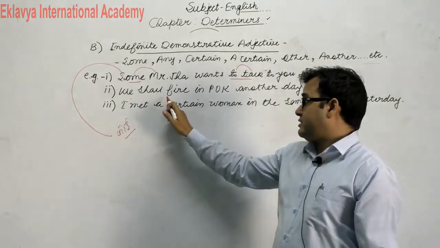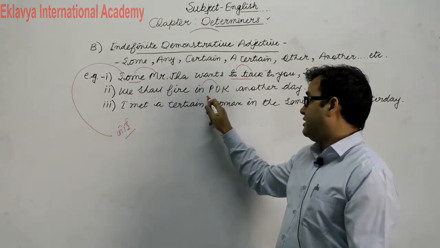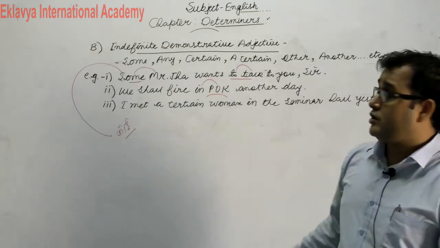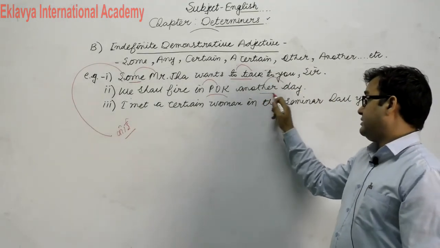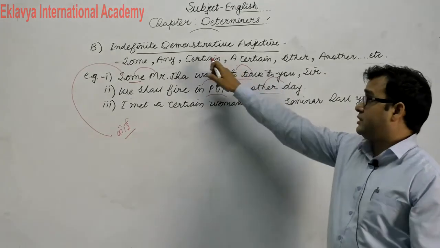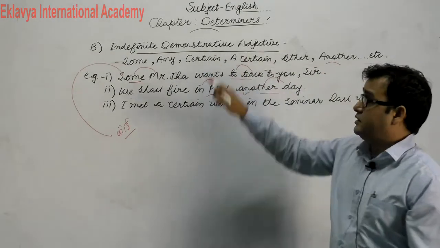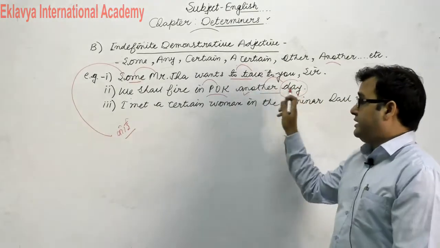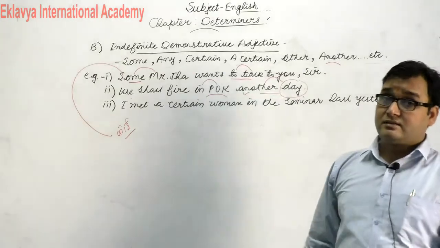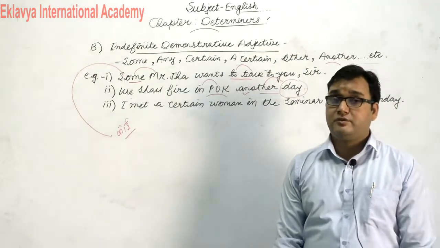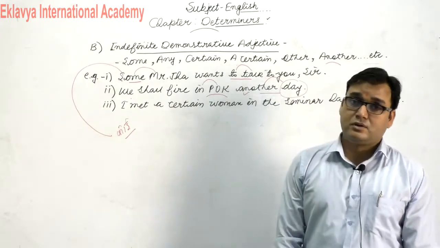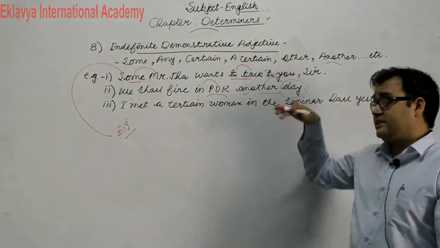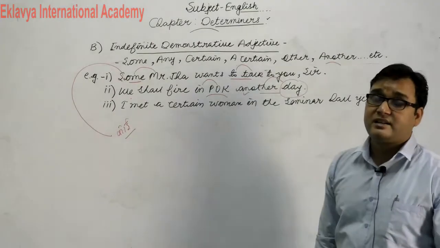We shall fire in POK. Where? POK stands for Pakistan Occupied Kashmir. Another day: another basically is a word of indefinite demonstrative adjective, students. Day we have as noun here, another day. किसी और दिन फायर करेंगे, but we are uncertain about the fixed day, 24, 25, कब होगा, we don't know about it. That's why the meaning of this line is another day, किसी और दिन करेंगे, uncertainty यहाँ पर है.